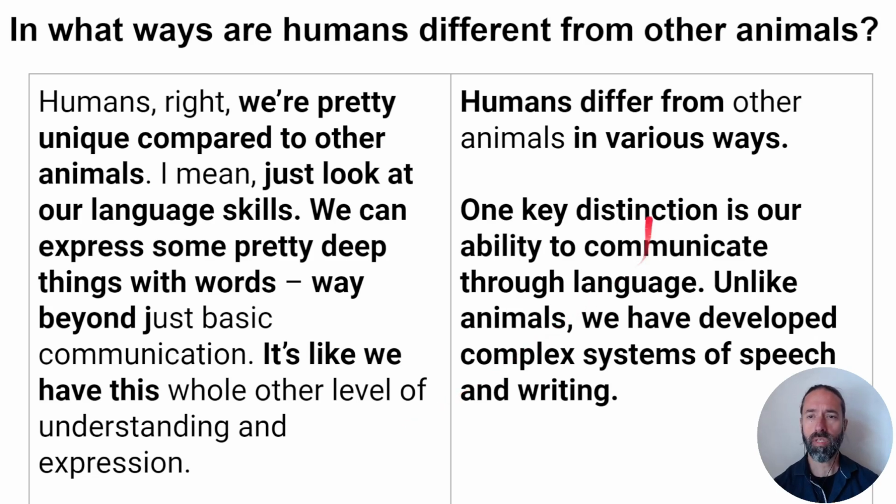So again, humans different from other animals in various ways. Humans, we're pretty unique compared to other animals. It's a bit more fluent. It's a bit more informal, kind of not too informal, but just kind of nice to kind of show that you can be relaxed in using the language. I mean, just look at our language skills. Again, just look at, instead of one distinction is our ability to communicate. Again, this answer is far more complex. I mean, a bit longer and extended.